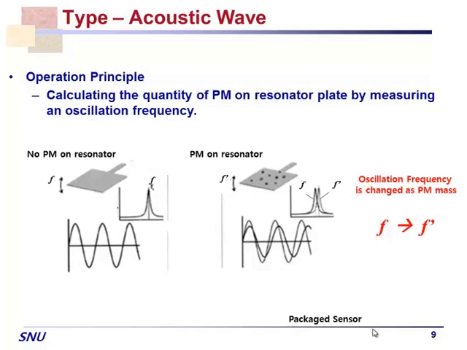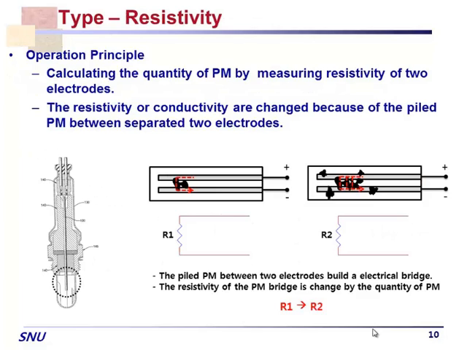Here is how these are done, like acoustic waves. This is a resonator, and the frequency changes with the quantity of PM. Another one is the Bosch style. This is a resistive approach, such that there are two electrodes, and if there is a certain amount of soot or PM, then it will conduct, decreasing the resistance.